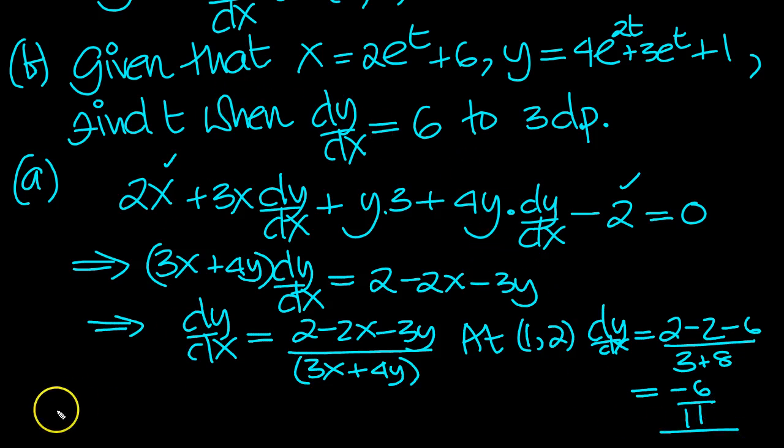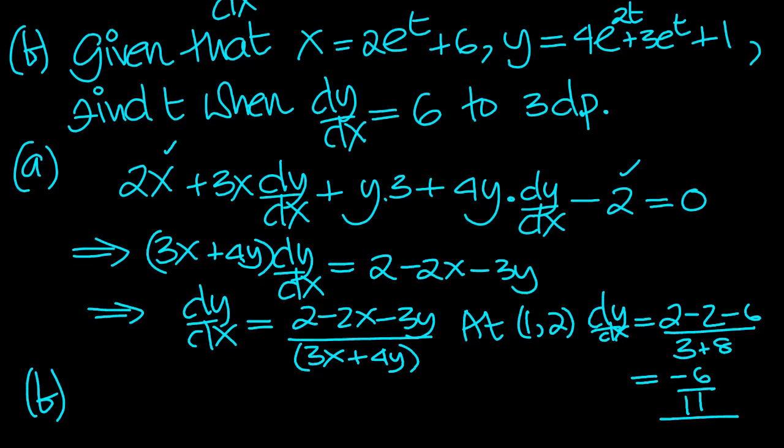So that's part A. Now part B. So look at that then. X and y. Find dy/dx. Find t when dy/dx equals 6. So we need dy/dx, don't we? So let's turn our attention to this. dx/dt first of all then. Differentiate with respect to t. e to the t goes to e to the t. So it's 2 lots of it. The constant goes to 0.